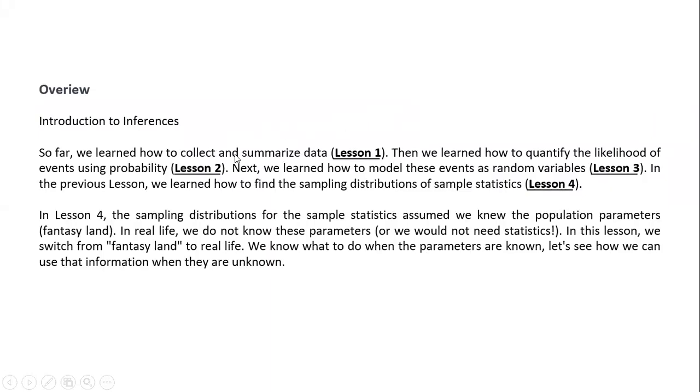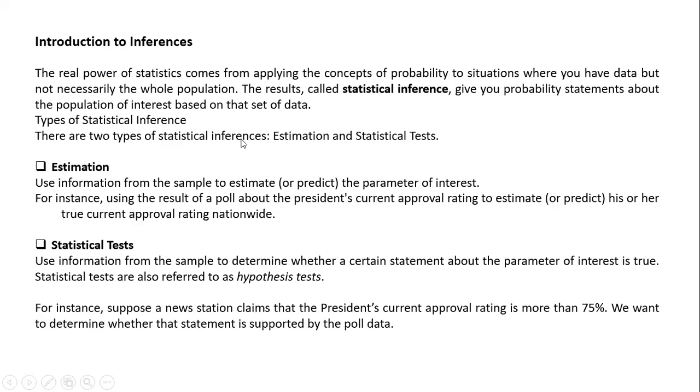So far, we learned how to collect and summarize data, lesson one. Then we learned how to quantify the likelihood of events using probability, that is lesson two. Next, we learned how to model these events as random variables, that is lesson three. Then we covered the sampling distributions of sample statistics in lesson four. Now we are moving to lesson number five, which is about confidence intervals. Here, an introduction to inference. Why do we do these inferences?